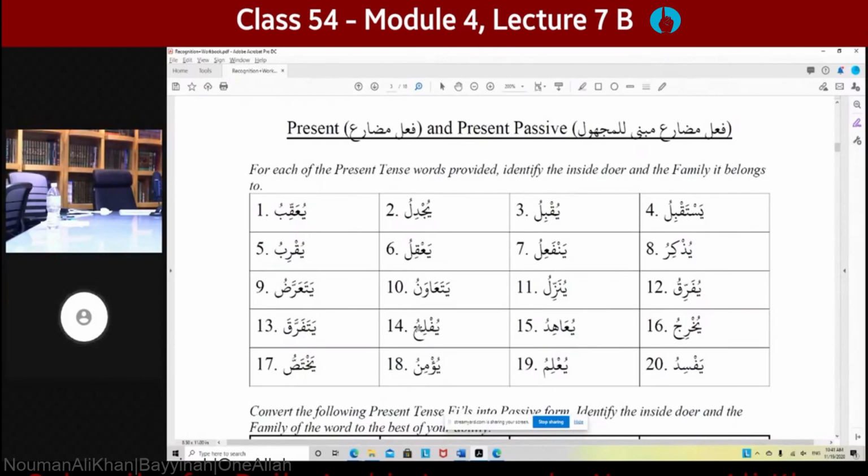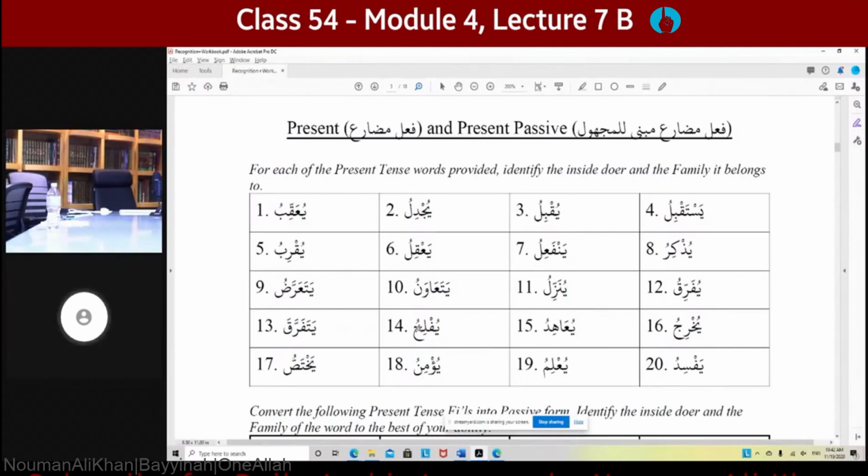Qatala does not belong to a small family. What family do you know that has an alif in it as its unique characteristic? Good. Jahada. Qatala is from the Jahada family. Qatala yuqatilu qitalan wa muqatalatan fahuwa muqatilun.